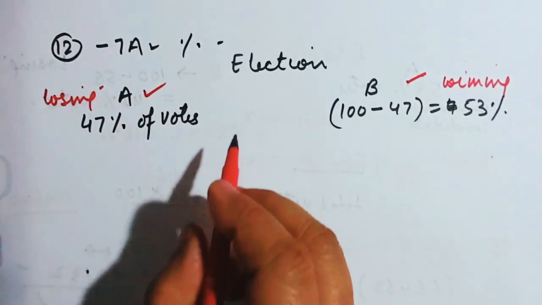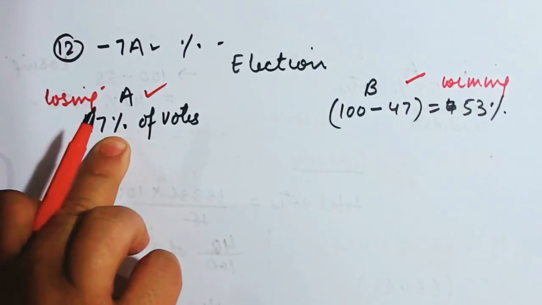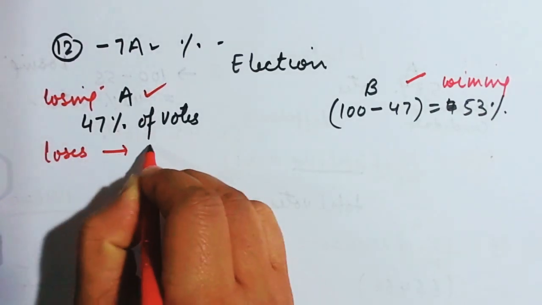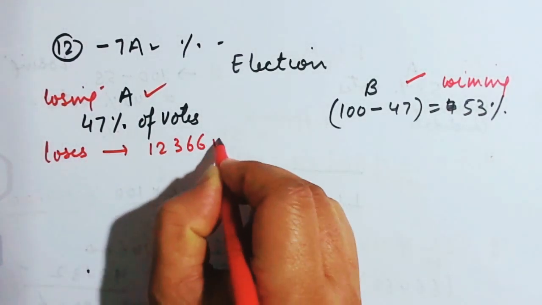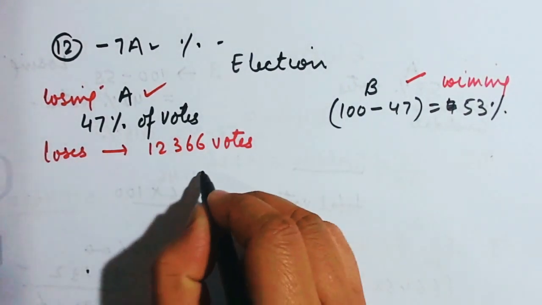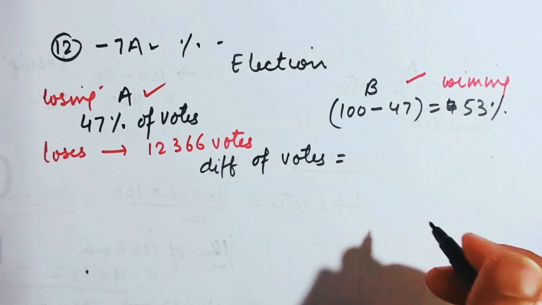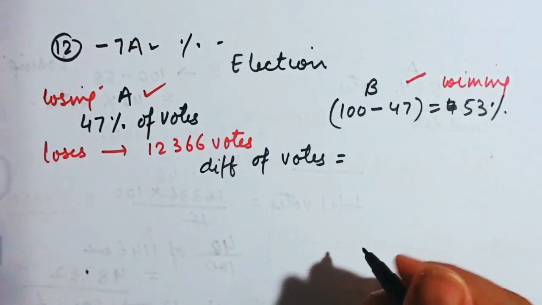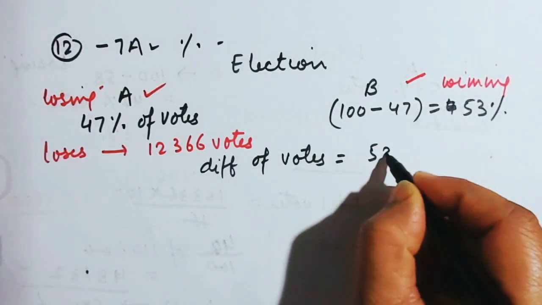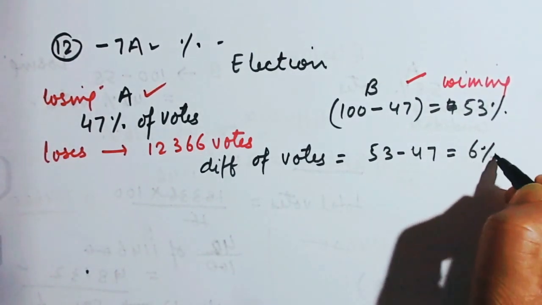Now they say that one candidate, A, secured 47% of votes and lost by how much? He loses by 12366 votes. Very good. So what is the difference of votes? The difference of votes is equal to 53 minus 47, which is 6% of votes.